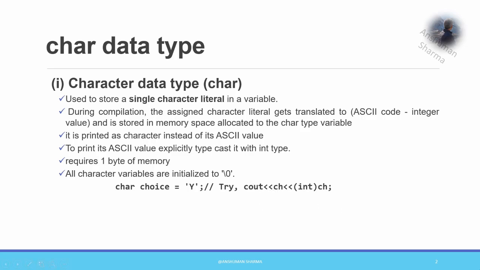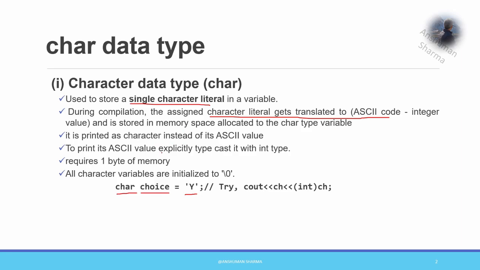Now, the char data type, as you know, is used to store character literals, and these character literals we have already discussed. So, a single character literal, which is written in inverted commas like this, is stored in a variable, and here the variable data type is char. During compilation, when this statement is compiled, this character literal gets translated to the ASCII code, and in the memory space allocated to this variable of char type, the ASCII value of that particular character literal gets stored.